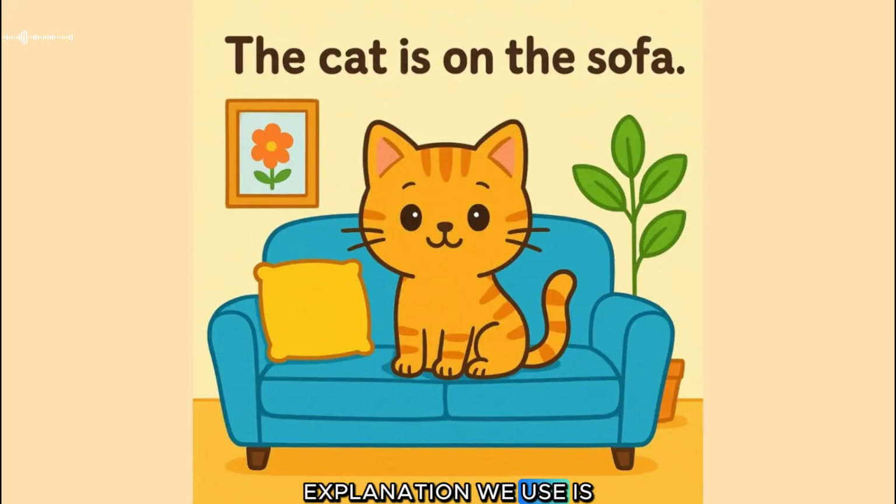Explanation. We use is because the subject, cat, is singular, meaning it is only one cat. Singular nouns always use is when describing state, location, or condition.